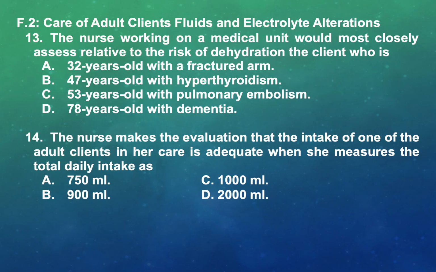14. The nurse makes the evaluation that the intake of one of the adults in her care is adequate when she measures the total daily intake as, answer is letter D. For a standard adult with normal renal and cardiac function, an average daily fluid intake of 1,500 to 2,000 mL is required to balance normal insensible losses such as through the skin and the lungs, and ensure adequate renal perfusion to excrete metabolic waste. 14 is letter D.